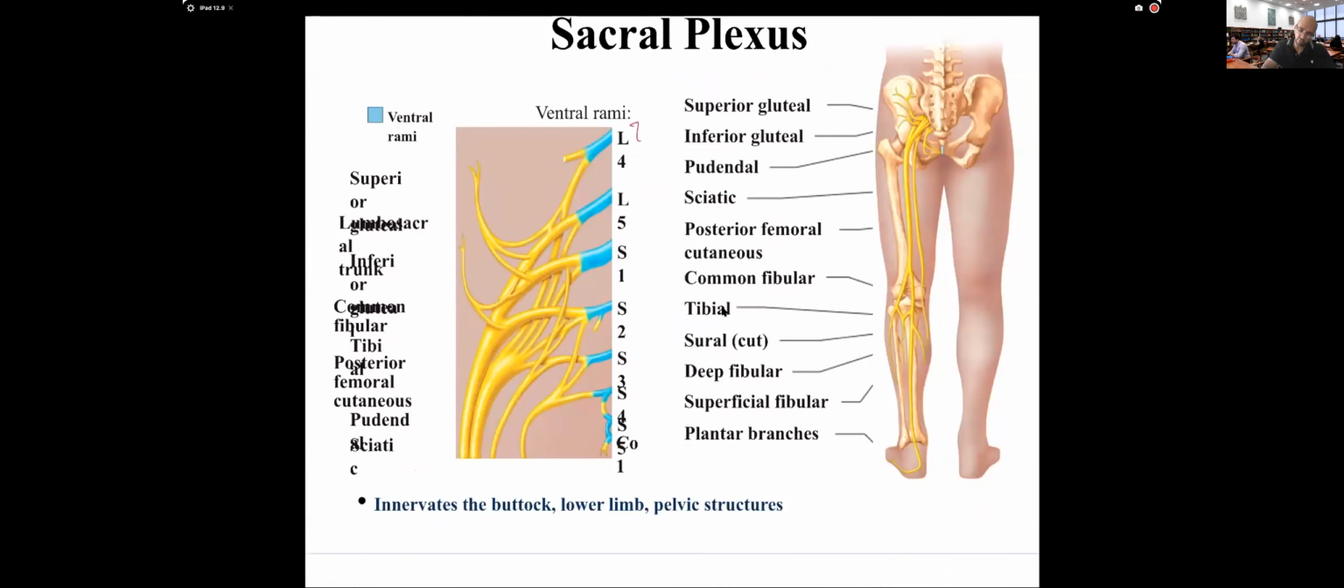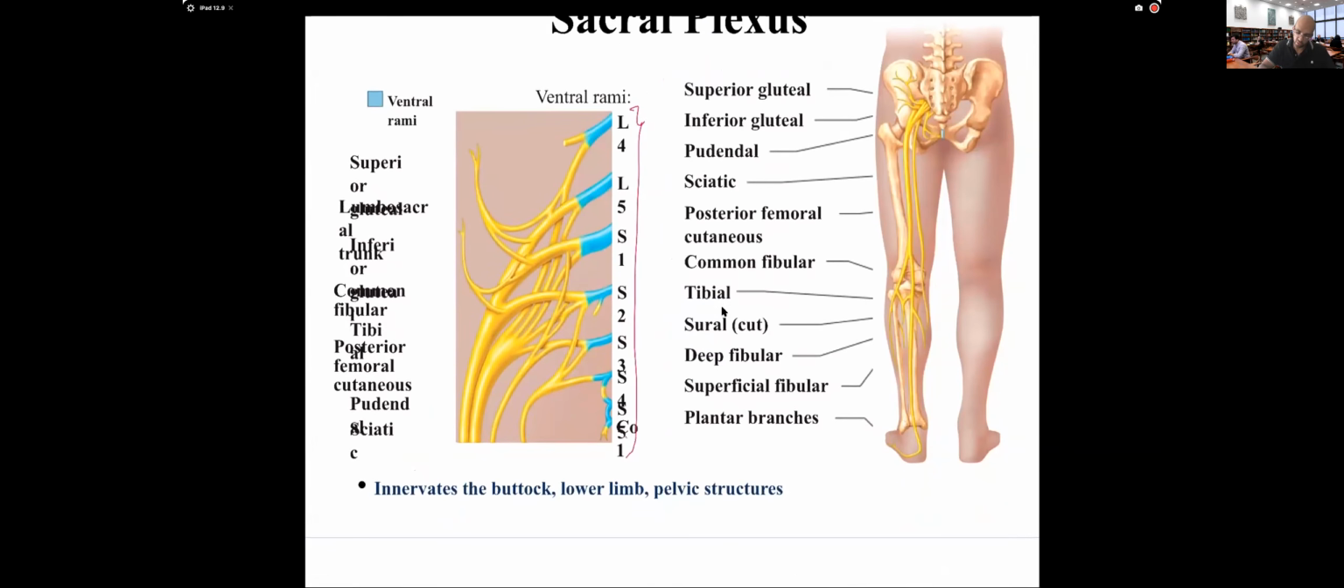Sacral plexus is going to be formed by the ventral rami from L4 to the coccygeal nerve. So L4, L5, S1, 2, 3, 4, 5, and coccygeal nerve, which is going to be C0. The nerves are going to be responsible to innervate the buttocks, the lower limb, and pelvic structures. See, all the nerves that are innervating the leg on here are actually originating from the sacral nerve.